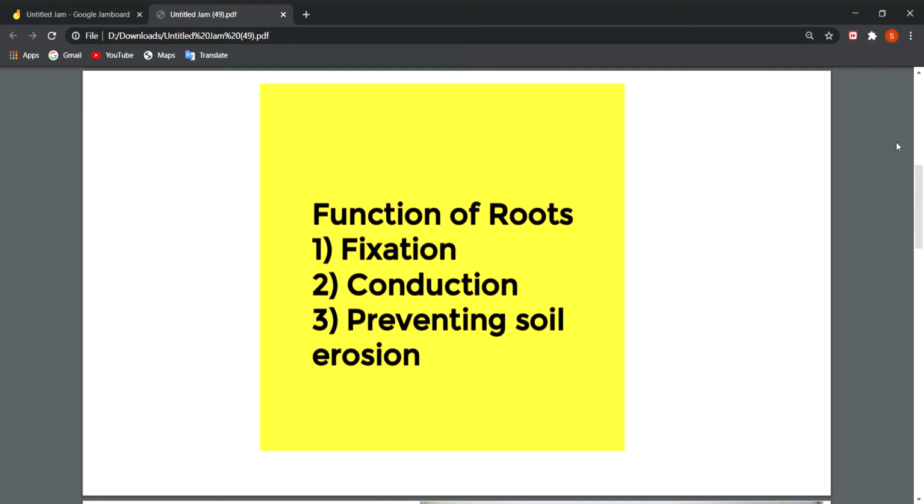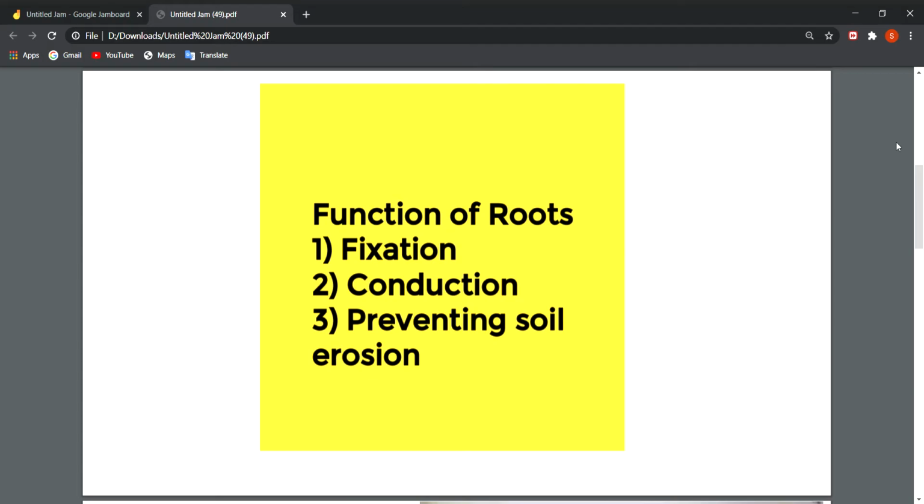The second function of the roots is conduction, as I have told you. Roots absorb water and minerals from the soil and pass them to the stem. The plant uses water and minerals to make food and carry out life functions. The third function of root is to prevent soil erosion. Roots help bind the soil particles together. In this way, roots prevent the soil from being blown away by wind or washed away by water.